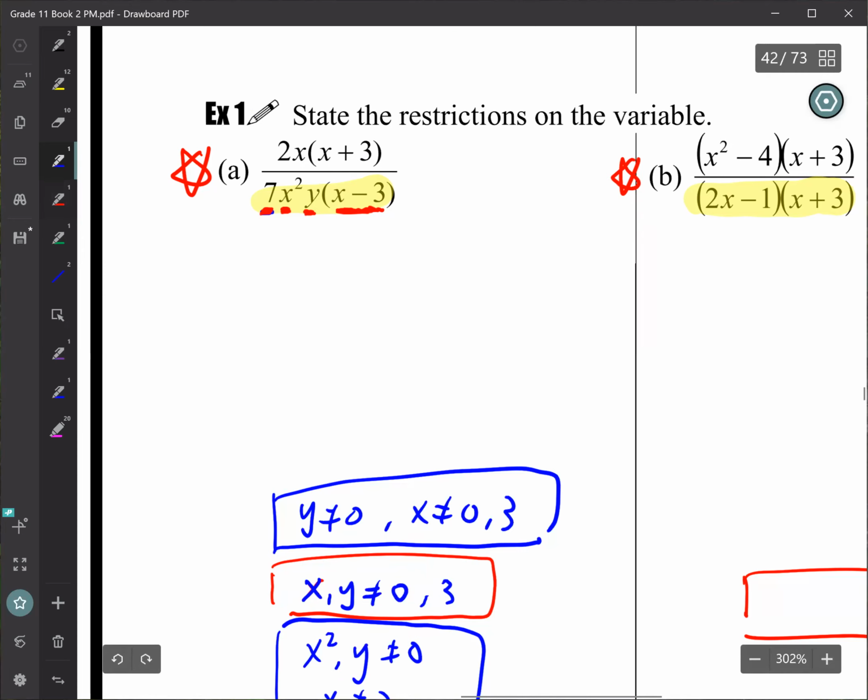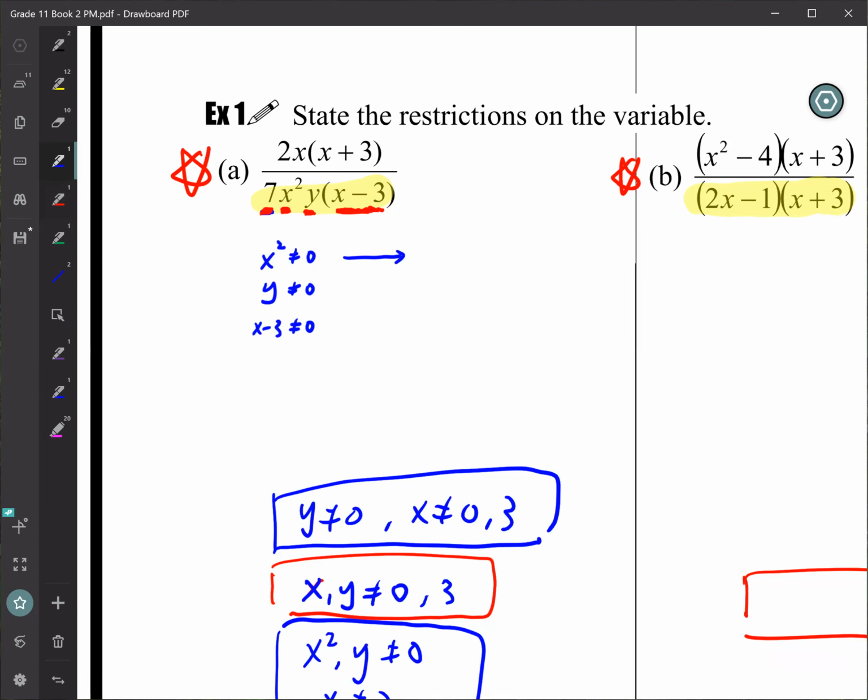So now you look at the x squared. x squared cannot be 0. You don't want that part to be 0. y cannot be 0, the third factor. And then the last factor cannot be 0 either. But when you write a restriction, you want to isolate the variable. So from the first one, if you want to isolate the x, you need to get rid of the square, so you square root both sides. The square root of 0 is still 0, so you end up with x cannot be 0.